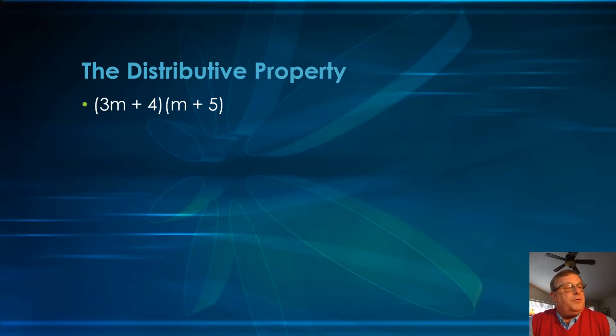We're marching our way through this chapter on quadratic expressions and equations. And now we come to this chapter section on multiplying polynomials. And you see here that we have two binomials, 3m plus 4 times a second binomial, m plus 5.